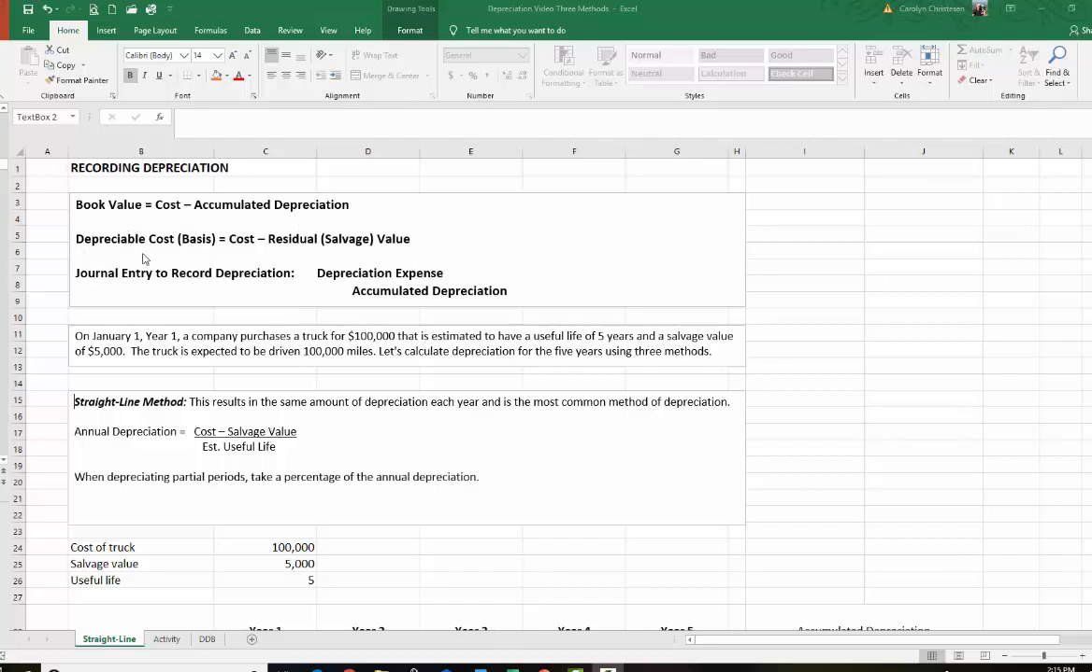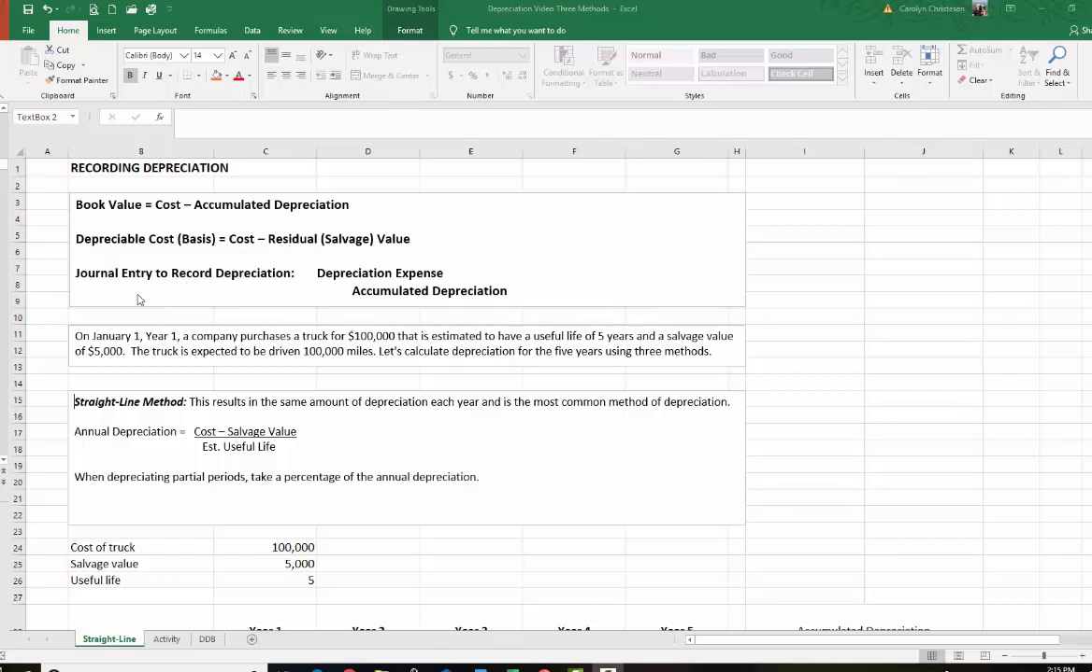Depreciable cost, sometimes called depreciable basis, is the cost of the asset minus residual value, which is also called salvage value. That's the amount that you think the asset is going to be worth at the end of its life. So the depreciable cost is the cost of the asset minus the residual value.